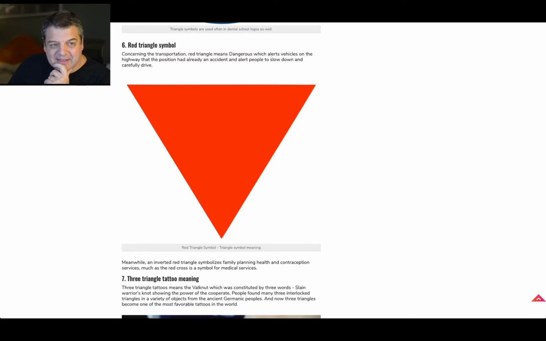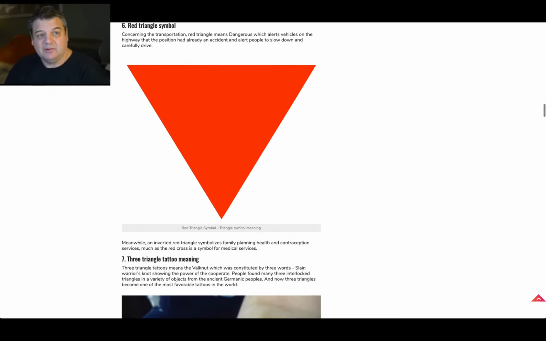before we get to that, red triangle symbol concerning transportation. Red triangle means danger, which alerts vehicles on the highway to the position that had already an accident and alerts people to slow down and drive carefully. I think we put black markers with a little white cross on them to indicate that there's been an accident there already. So looks like in Europe, I've never seen it here. Apparently in Europe and so forth, they'll use that as a cautionary sign, it's been an accident hotspot, so slow down.